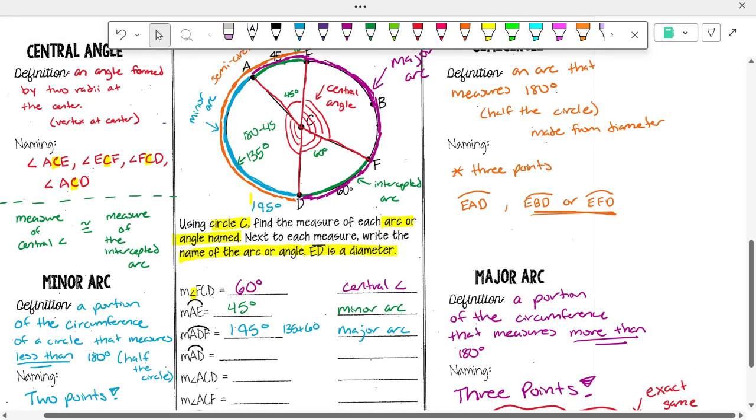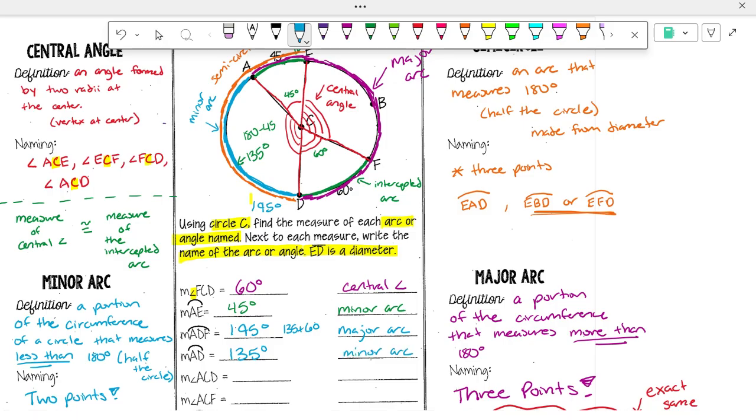And guess what? The next question is that minor arc that we just found, which was 135. So that's the minor arc that we literally just found. Now, angle ACD. It's this angle with the 3 lines right here. What would the measure be? 135. Why? Its intercepted arc is AD, and we know that arc measure is 135. So this would be 135 degrees. And what type of angle is it? It's a central angle.